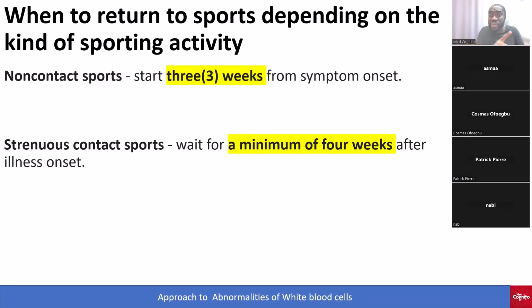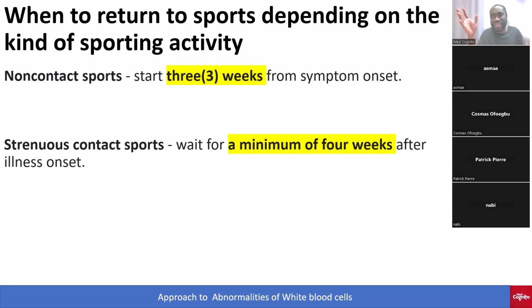You have to know the difference between non-contact sports and contact sports. They can return to non-contact sports 3 weeks from onset of symptoms. But contact sports like soccer, American football, basketball, lacrosse, boxing, minimum of 4 weeks. Non-contact sports, they can start 3 weeks from the symptom onset. Strenuous contact sports, minimum of 4 weeks. So 3 and 4, non-contact 3.